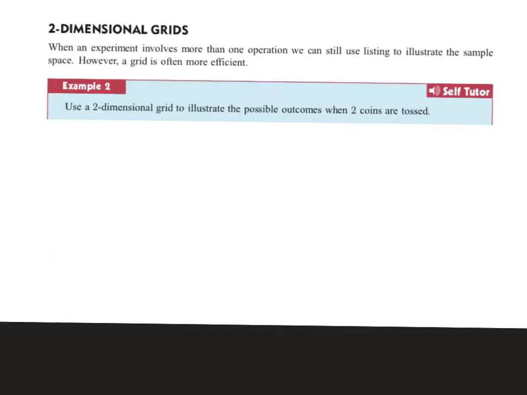So in this next section, we're going to take a look at some visual ways that you can calculate probability. Well, eventually calculate probability, but at least at this point in time, take a look at a sample space for multiple events occurring. So for example, instead of tossing a single coin, maybe you toss one coin and then another coin, or you toss 2 coins at the same time. So when an experiment involves more than one operation, we can still use listing to illustrate the sample space. However, a grid is often more efficient. So let's take a look at example 2. It says use a 2-dimensional grid to illustrate the possible outcomes when 2 coins are tossed.